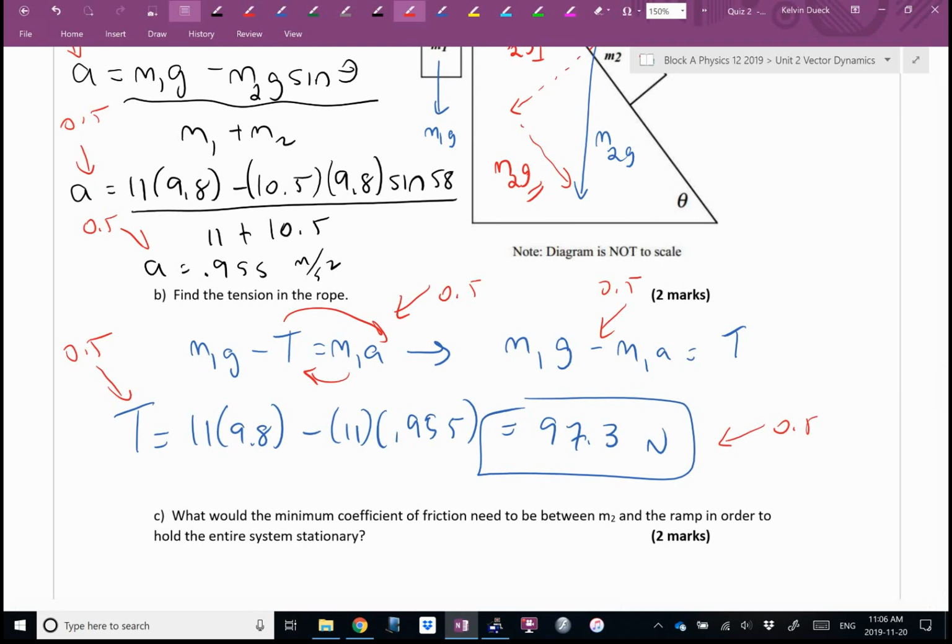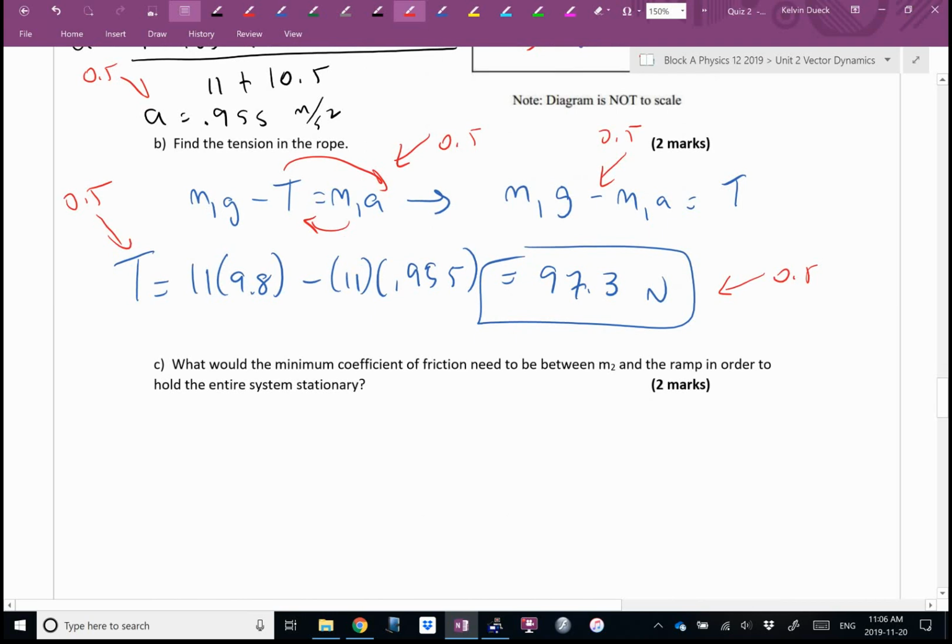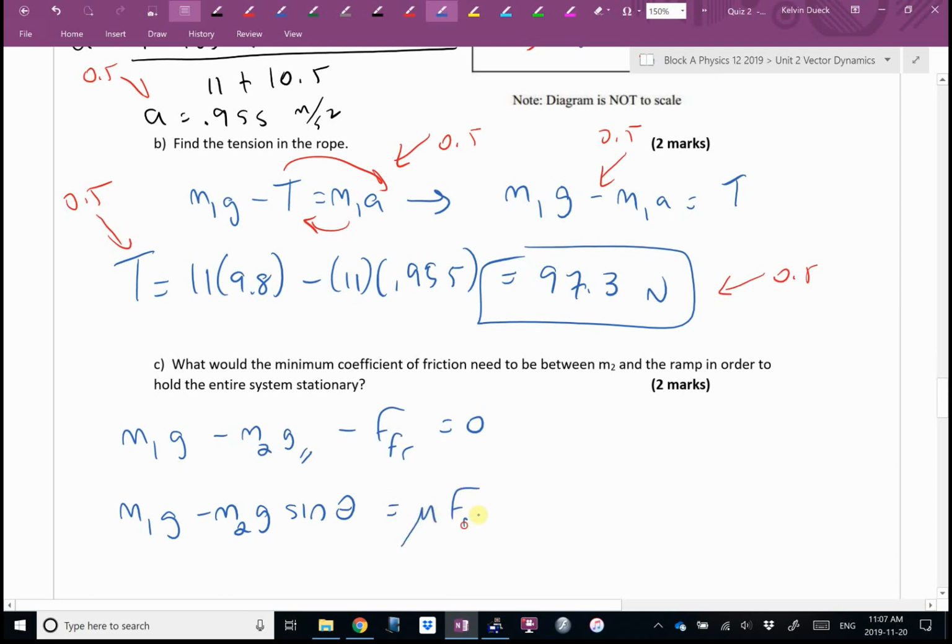To hold this stationary, what would the minimum coefficient of friction need to be? So what we would be saying then is M1G minus M2G parallel minus friction equals 0. Where is the mu hidden? Inside which term there? Friction. I'll get friction by itself. M1G minus M2G sine theta equals friction, which is mu times the normal force.